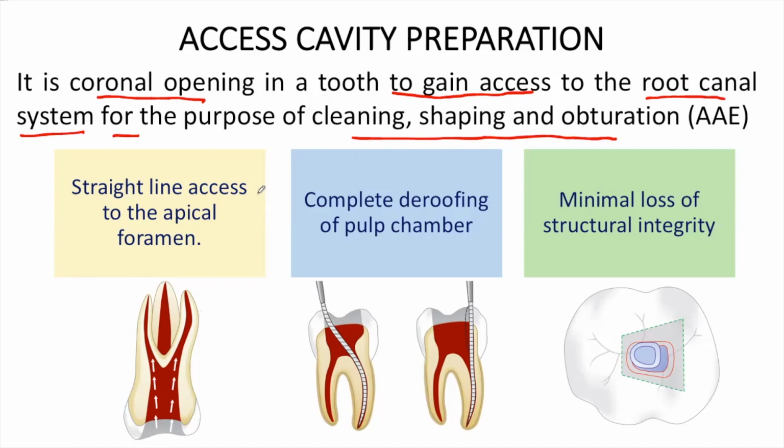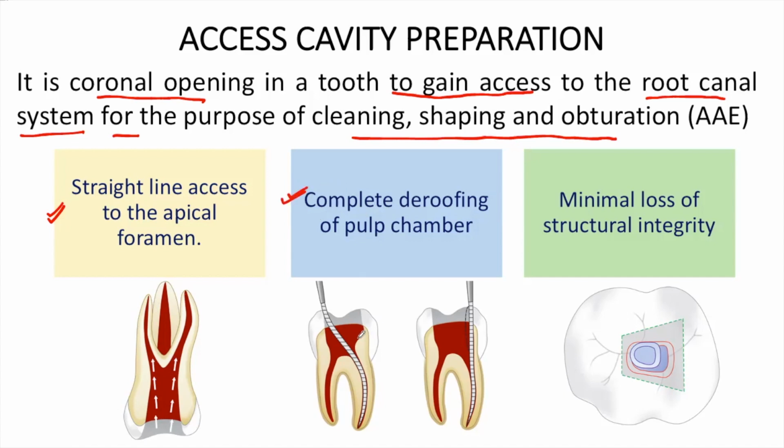See, for access cavity preparation, we need to have direct straight line access to the apical foramina. Now, why do we need that? If we have straight line access to the apical foramina, our instrument will go unobstructed to the apical foramina without any deflection, and thus it will decrease the possibility of iatrogenic errors and it will result in the optimum shape of the canal. Another objective is that we should do the complete deroofing of the pulp chamber.